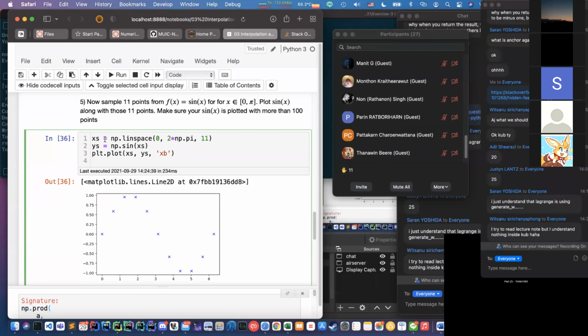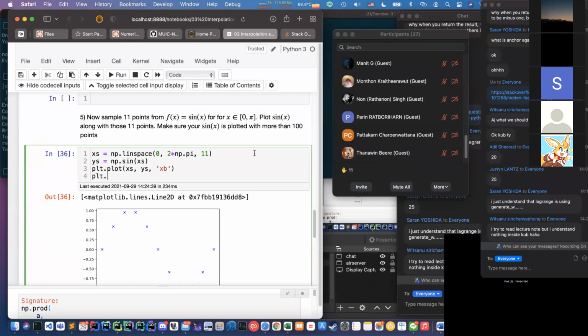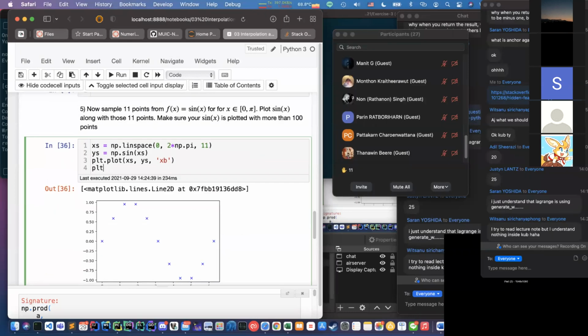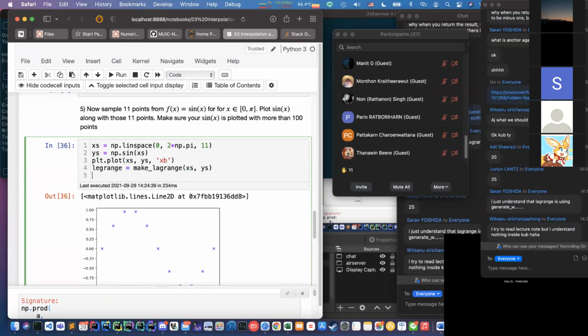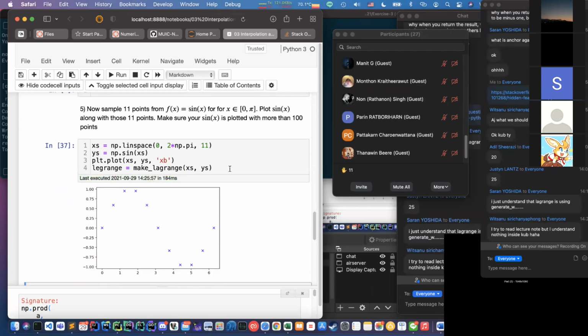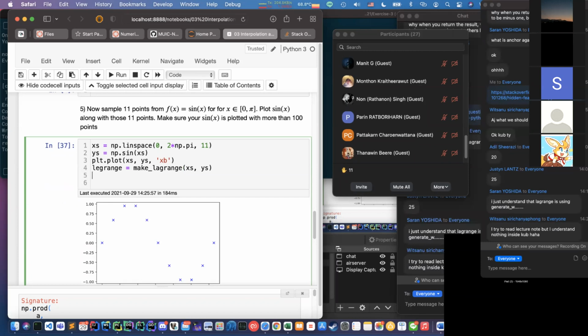Okay, let's say you have a sine function from 0 to 2 pi, with 11 points. I take 11 points from it, and then I try to do the Lagrange polynomial. I call Lagrange, XS and YS. Okay, so I make that function, and now I'm gonna plot it to see what it does.